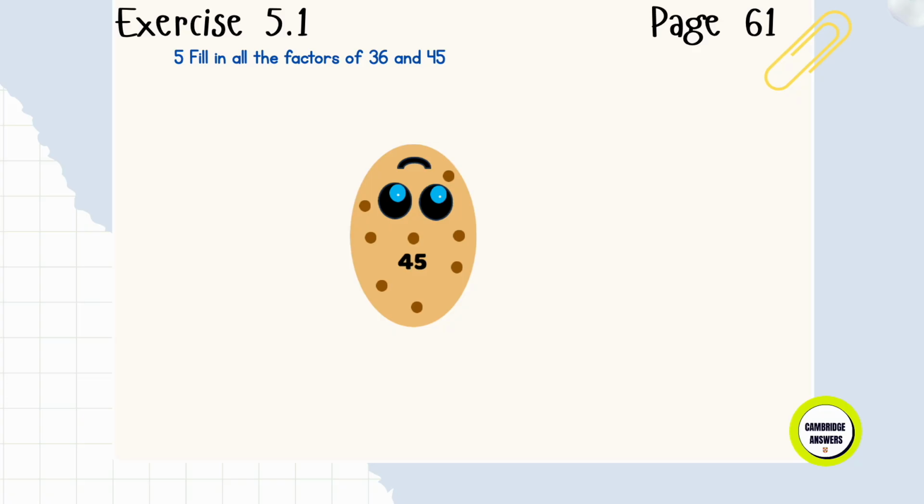Let's go! Start with 1. 45 divided by 1, that's 45. First pair, 1 and 45. Legs attached. Next, 2. 45 divided by 2, 22.5. Nope, not a whole number. Try 3. 45 divided by 3, that's 15. Perfect. Add that pair.